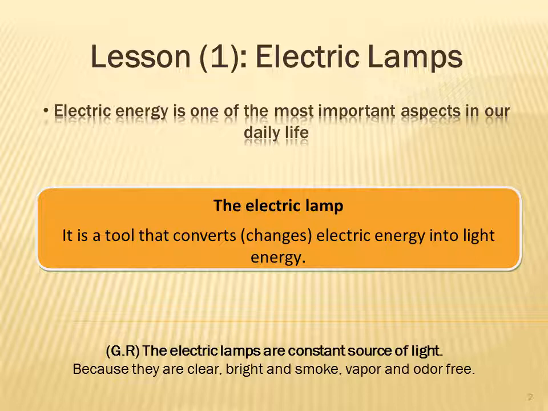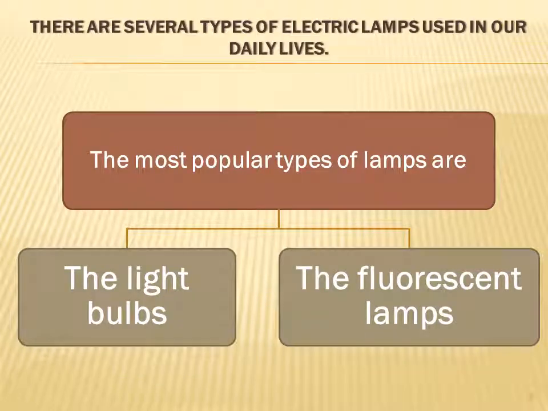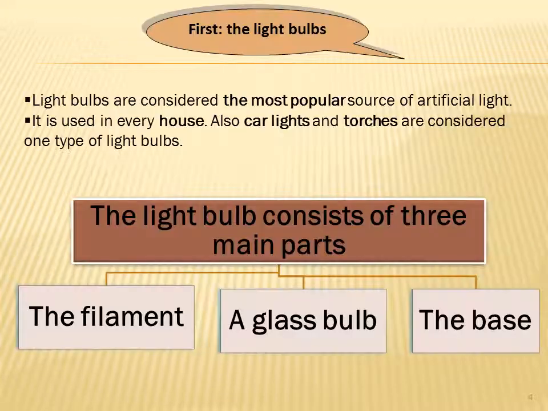How many types of lamps do we have? There are several types of electric lamps used in our daily lives. But the most popular types of lamps are the light bulbs and the fluorescent lamps. Light bulbs, those rounded ones that produce yellow light, if you know. And the fluorescent lamps are the tall ones that we have in our classes, and they produce white light.